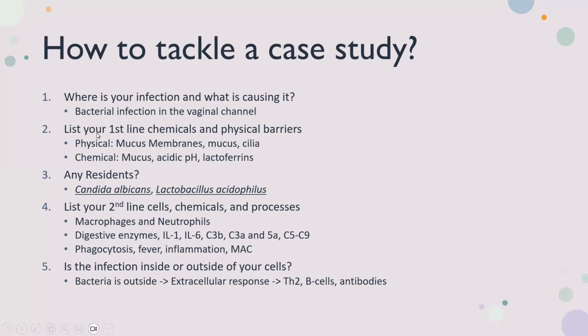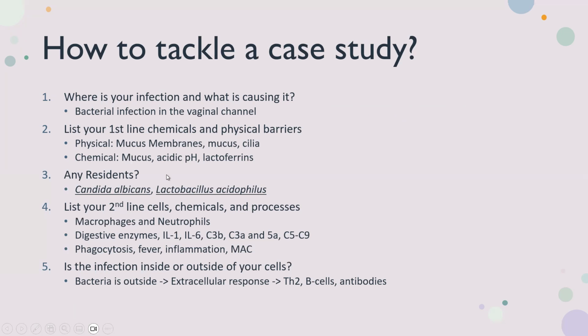So you can see here for physical, I wrote down mucus membranes and mucus cilia. And then for chemicals, I put acidic pH, lactoferrins, and mucus. If the question asks you for two per, that's already 4 points in this one question. And I know sometimes she makes it worth 2 points, so this could be worth 8 points with just two chemicals and two physical barriers.